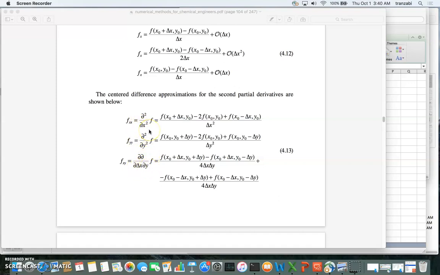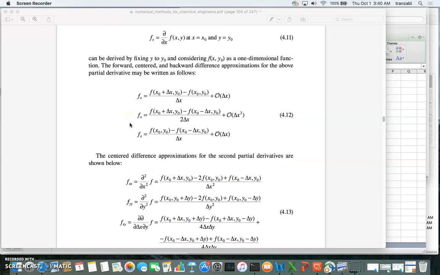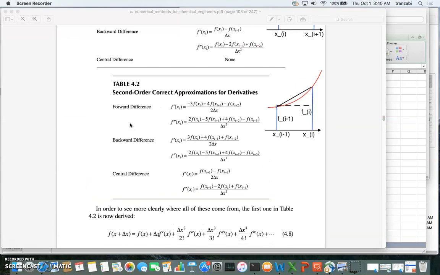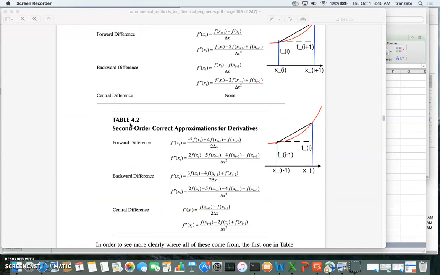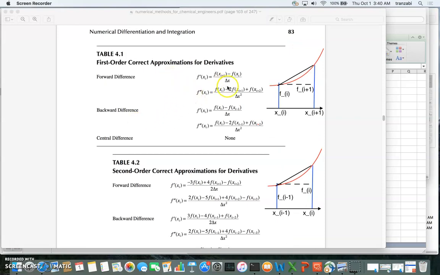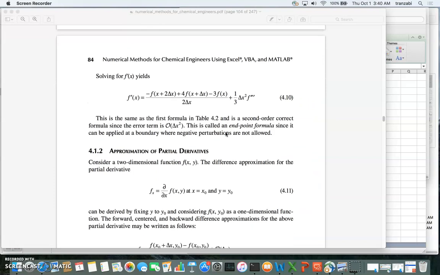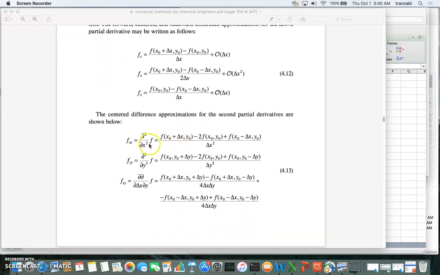So with respect to x, if we want to do the second order derivative, right, then if you don't remember that, we have to go back to table 4.1 and 4.2. Okay, so we are using second derivative. If you want to use first order approximation, we have one option for forward difference, we have one option for backward difference. So let me see which one this is. Alright, so this one we're using basically second derivative because we're using central difference for the second derivative.